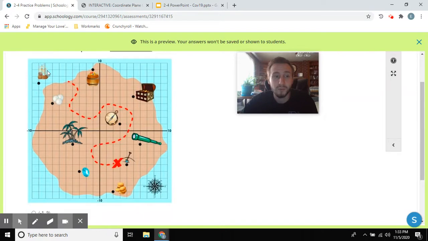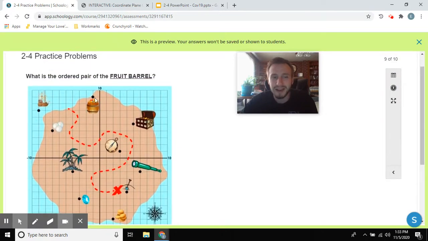Number 9, what is the ordered pair of the fruit barrel? This might not be fruit, but it looked like fruit to me. But this is what I'm talking about. What is the ordered pair of this location? And judge it off of this black dot right there. That's what it wants you to measure from.